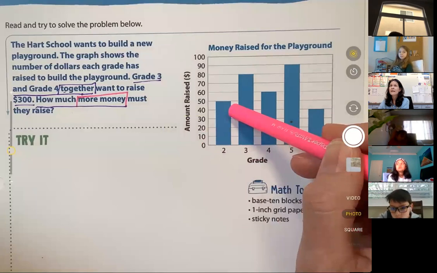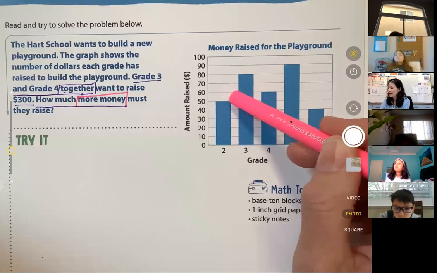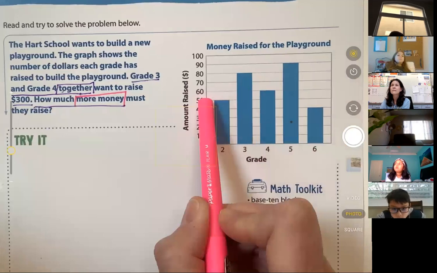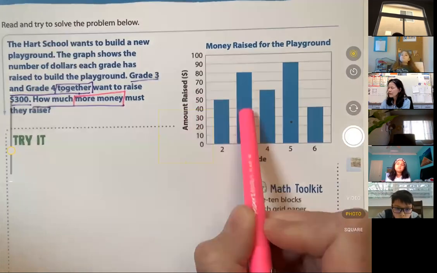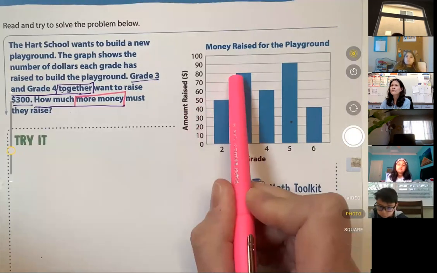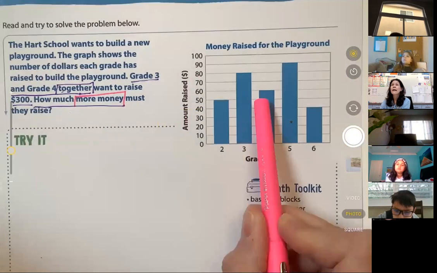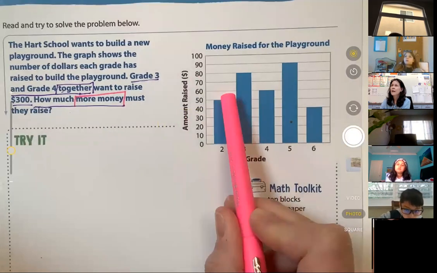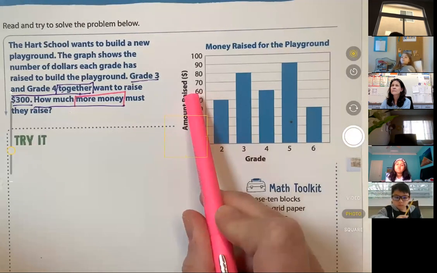So we can see on this bar graph that second grade has raised $50. How do I know that? Because that's where the bar ends. $50. I can see that third grade has raised $80. How do I know that? Because the bar stops at 80. I can see that grade 4 has raised $60. How do I know that? Because the bar stops at $60.